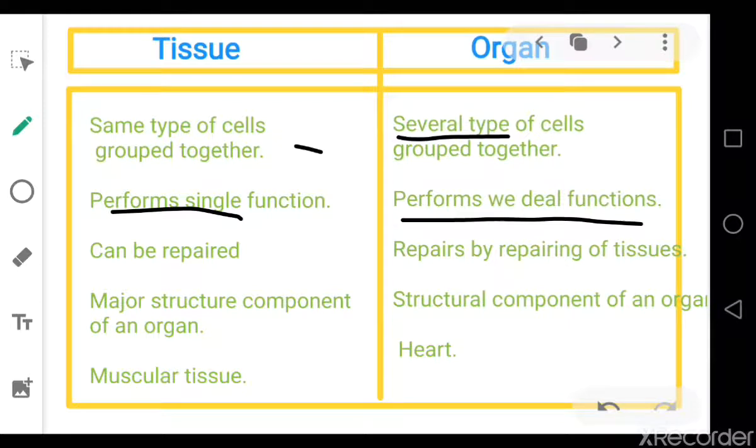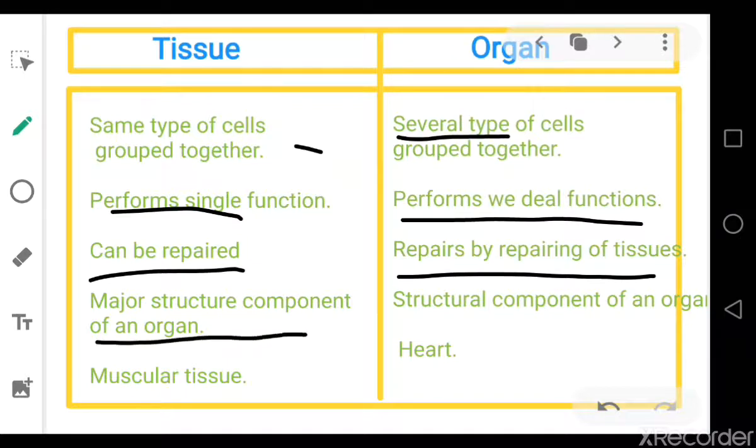Okay, tissues can be repaired, and coming towards organs, this means that when a tissue repairs, the organ repairs by the repairing of tissues. Okay, I hope you understood. Now, the major structural component of an organ is tissue. Over here they've given us the term that the major structural component of an organ is tissue.